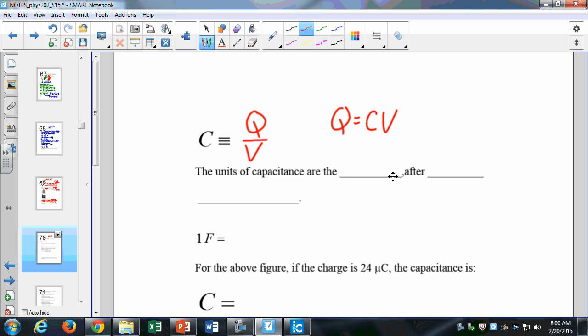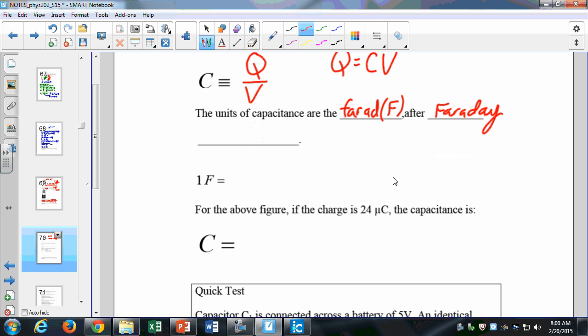The units of the capacitance are the farad. That's after Michael Faraday. It's capital F if you want to abbreviate it. And 1 farad is equivalent, just based on this definition, to 1 coulomb per volt. That just comes about from the definition of capacitance.